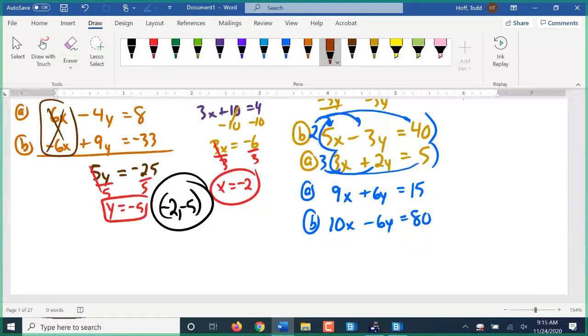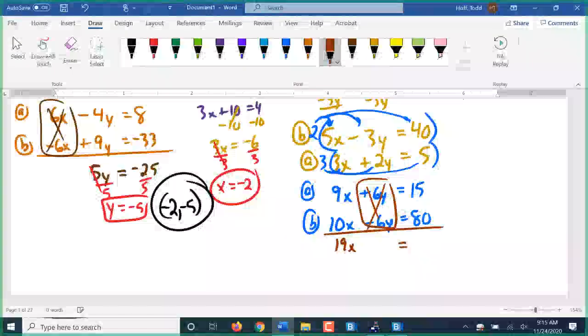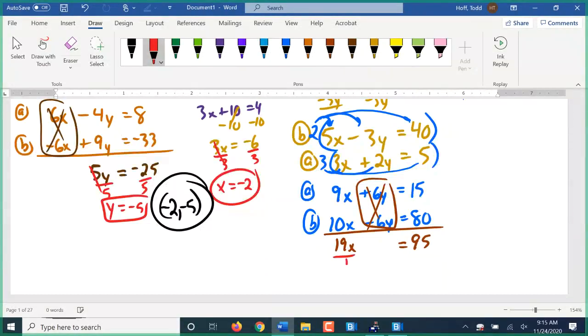And now we add. 9x plus 10x is 19x. 6y and negative 6y is 0y. That's gone. And 15 and 80 is 95. So we divide by 19, get that x equals 5.